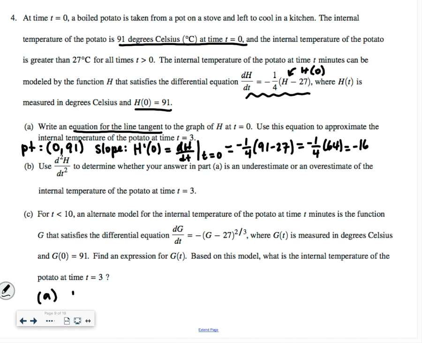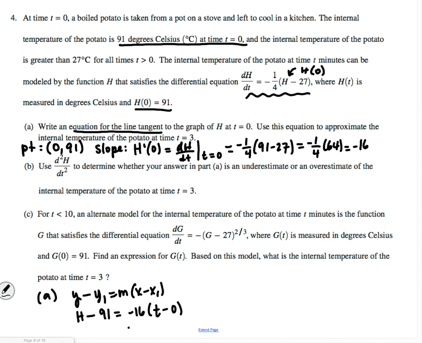So we end up getting y minus y1 equals m times x minus x1. But be careful, our variables are not in terms of y and x, they're in terms of h and t. So we want to say h minus 91 equals m, which is -16, times t minus 0. So we end up getting -16t plus 91 if we add it over. So that's our equation of our tangent line for h with respect to time. So that's like our x value in this case.